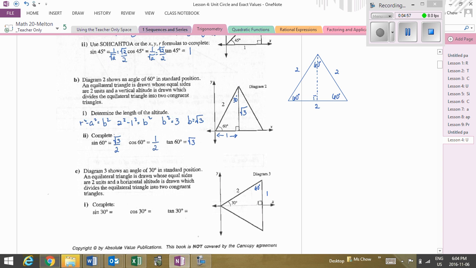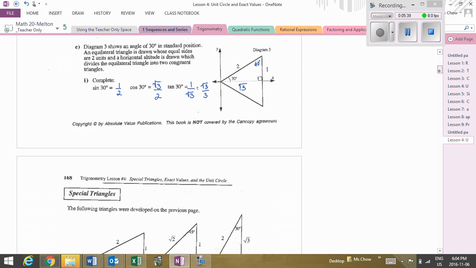Opposite the 60 degree, or adjacent to the 30-degree angle, is an x value of root 3. So we know this special triangle has lengths 1, 2, and root 3. Sine of 30 degrees is again opposite over hypotenuse, or y over r, so 1 over 2. Cosine of 30 degrees is adjacent over hypotenuse, or x over r, so root 3 over 2. And tangent of 30 degrees is opposite over adjacent, so that's 1 over root 3. But again, rationalizing by multiplying top and bottom by root 3 gives us root 3 over 3.